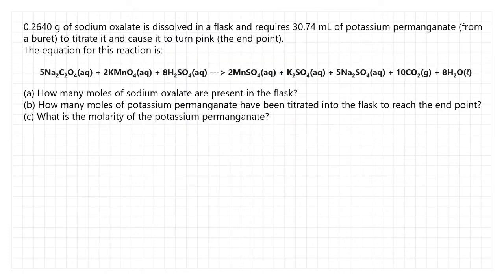The next question, 0.2640 grams of sodium oxalate is dissolved in a flask and requires 30.74 milliliter of potassium permanganate from a burette to titrate it and cause it to turn pink to the endpoint. The equation for this reaction is, we are given the reaction here, and this is the question: how many moles of sodium oxalate are present in the flask? How many moles of potassium permanganate have been titrated into the flask to reach the endpoint? And what is the molarity of the potassium permanganate?